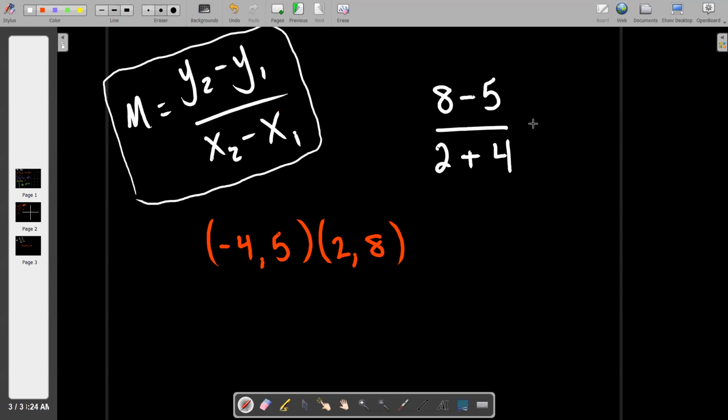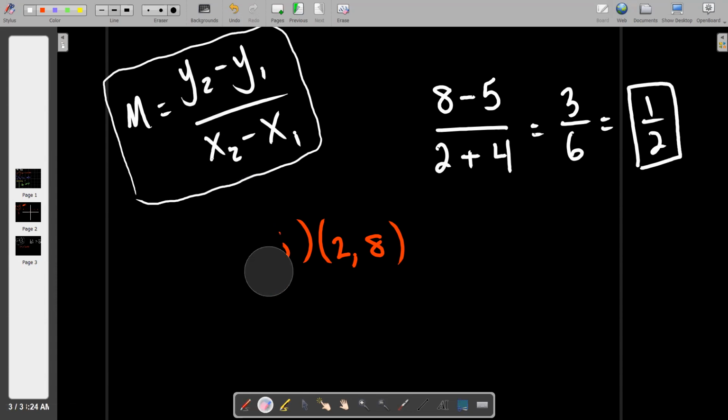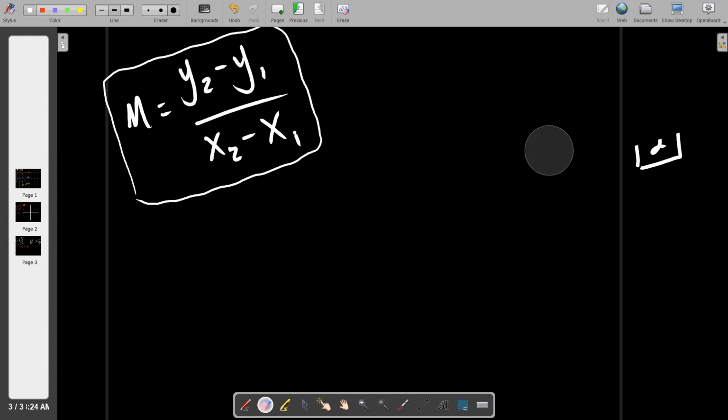Now, what is 8 minus 5? What is 2 plus 4? What is the slope of this line? 1/2. We've reduced it like a fraction. So far, so good? Does that seem like something that high school people should mess up? Well, I'm not above mess ups, but you'd be surprised how often this is going to become an issue. So try not to let it be you. It's really not hard math. It's just easy to mess up for some weird reason.